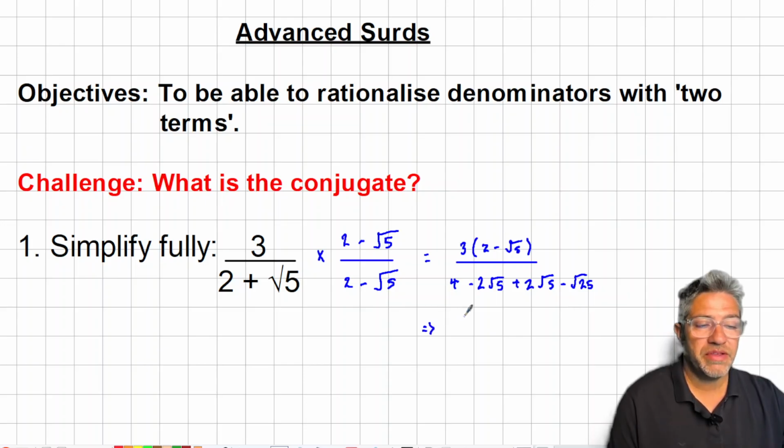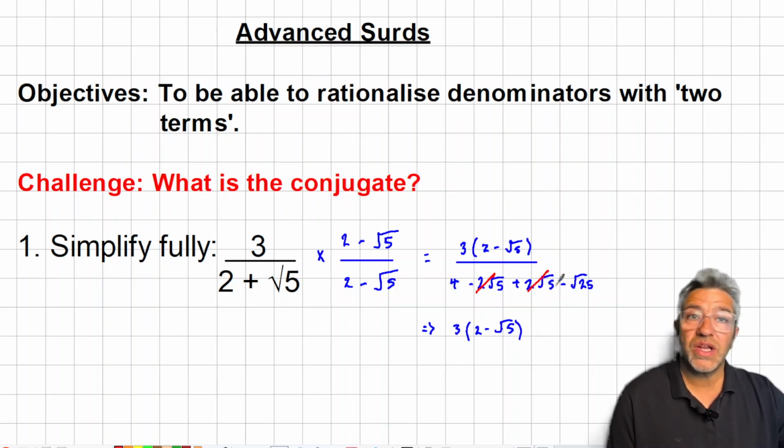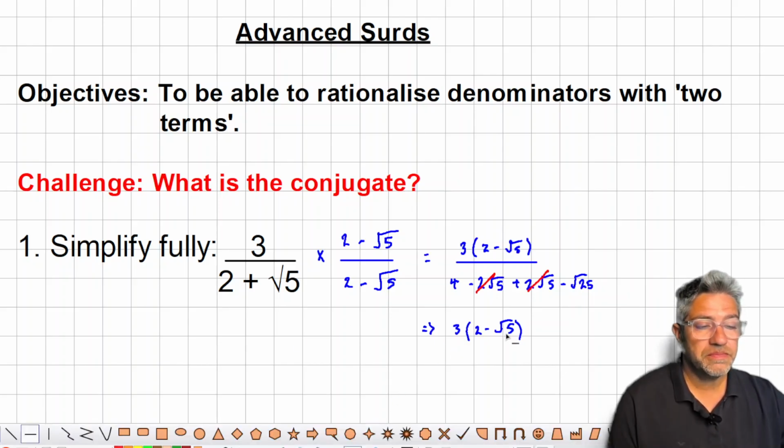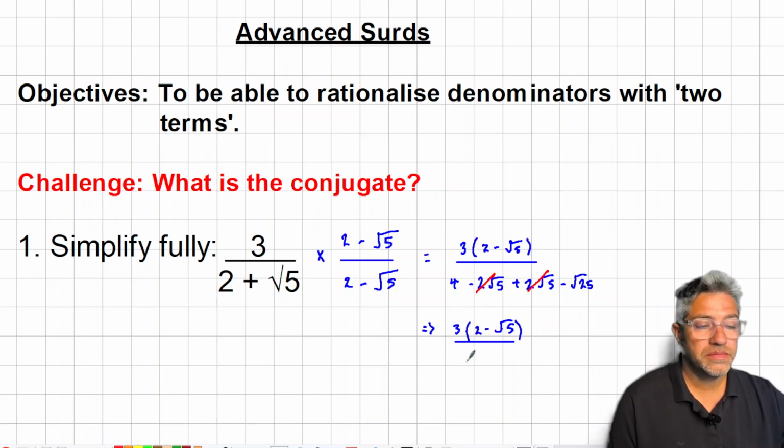So then let's simplify things. I'm still going to have 3 open brackets 2 minus root 5 as my numerator. But my denominator, and I always do this using a different coloured pen, I can straight away cancel out minus 2 root 5, add 2 root 5. And so my denominator will become 4 minus 5.